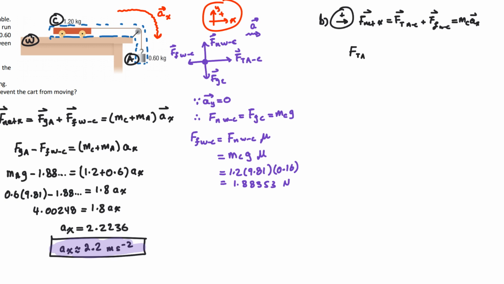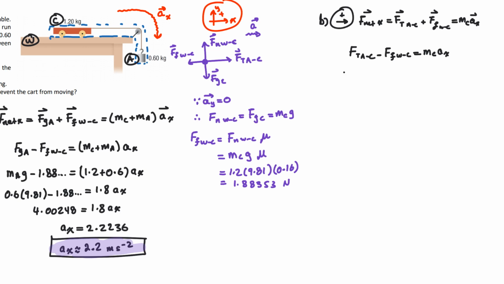Force of tension AC. This force is going to the left. My positive is to the right, so I'm going to use a negative. And this is force of friction, W to C. That's going to equal the mass of C multiplied by the acceleration. And the acceleration is also going to the right, and that's positive, so I will use a positive there.